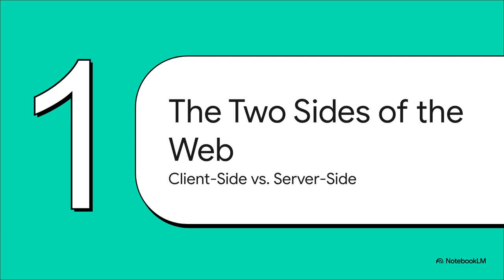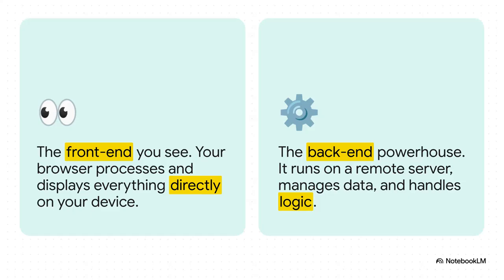Now, to really get a grip on this conversation, we need to split the entire web world into two very distinct parts. There's the side you see and interact with, and then there's the side that does all the heavy lifting in the background. So on one side, you have the client side. This is everything that happens on your device, in your browser. It's the front end, the text, the images, the buttons you click. Then you have the server side. This is the back end, the powerhouse that's running the show, managing all the data and figuring out what to send back to you. It's basically the website's brain.